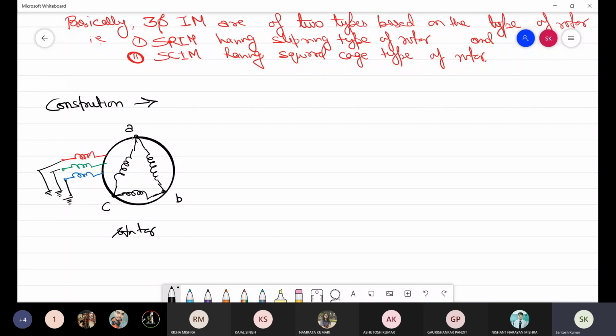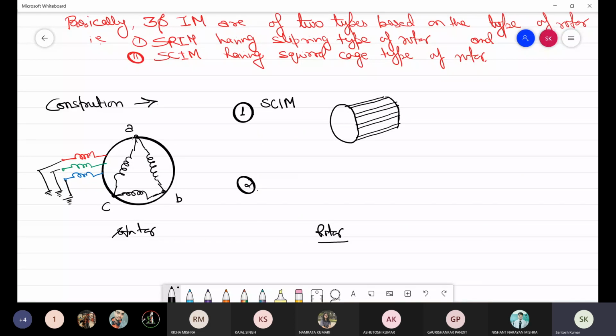Stator के बाद will come to see the rotor side. Now rotor side will be case 1 and case 2. Now case 1 will be squirrel cage induction motor. Squirrel cage induction motor का मतलब है कि rotor will be like this. It's a type of cylindrical rotor, and these are the iron rods, or you can say the conductors which are connected, or rotor bars.